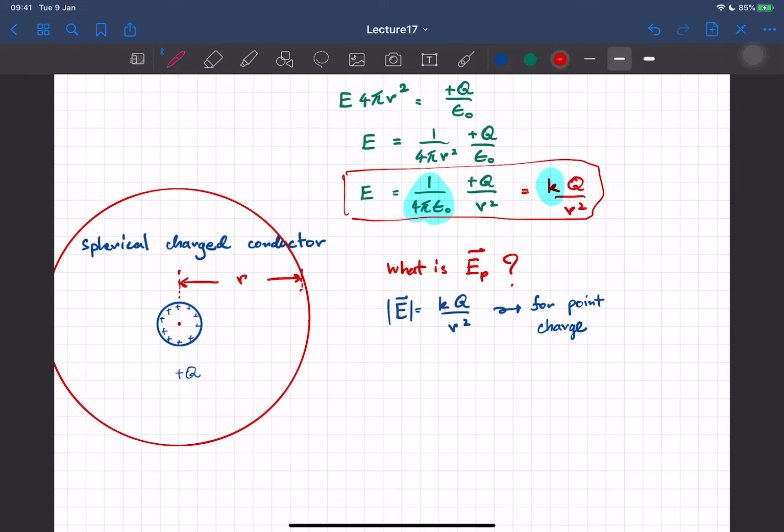So I'm going to create a Gaussian surface which I choose such that point P is exactly at the surface of my sphere. Okay, so again, this is step number one. We choose a sphere as a Gaussian surface.